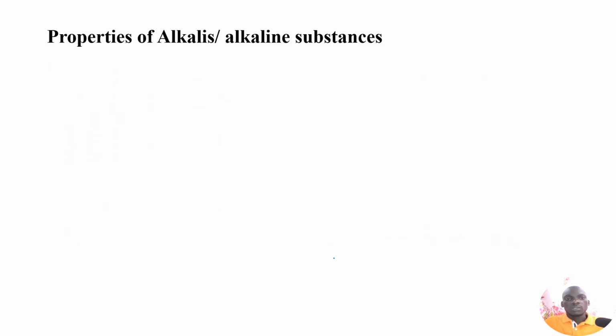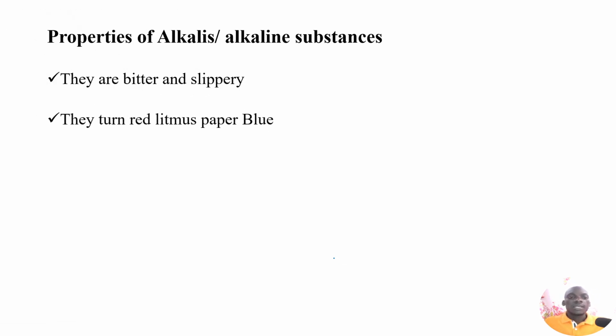Let's talk of the properties of alkalis or alkaline substances. What have we now based on to categorize those materials above as alkaline? It is the properties. We base on the properties or characteristics of those substances to say that they are alkaline in nature. Alright, number one, they are bitter and slippery.